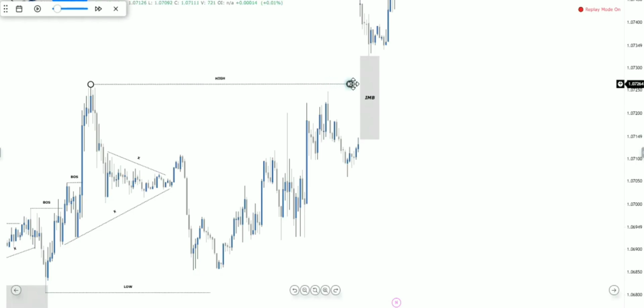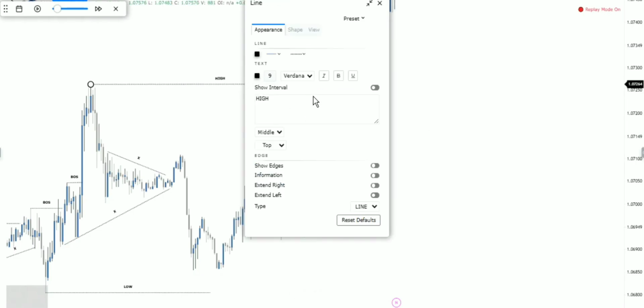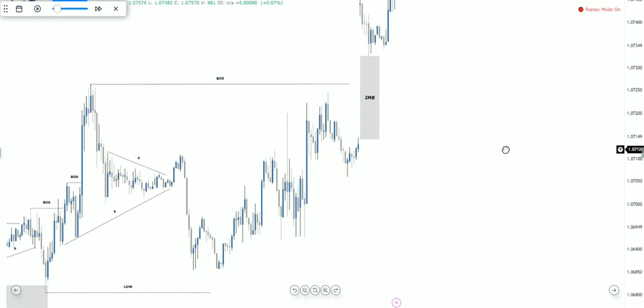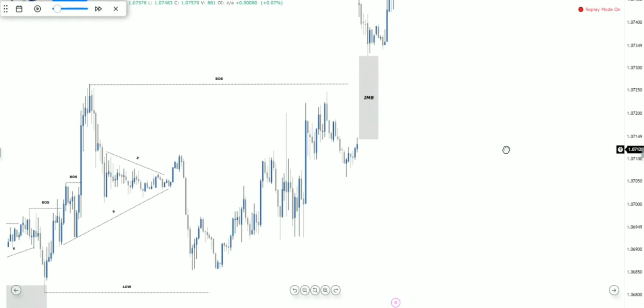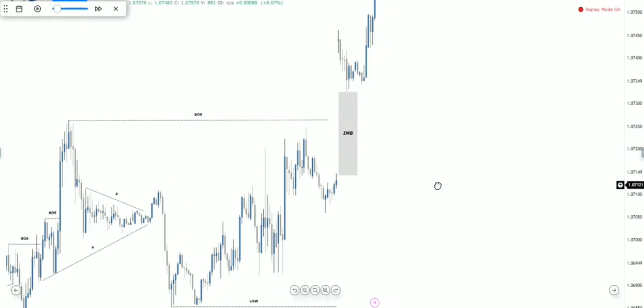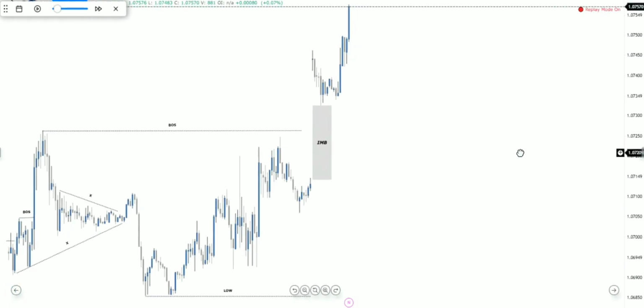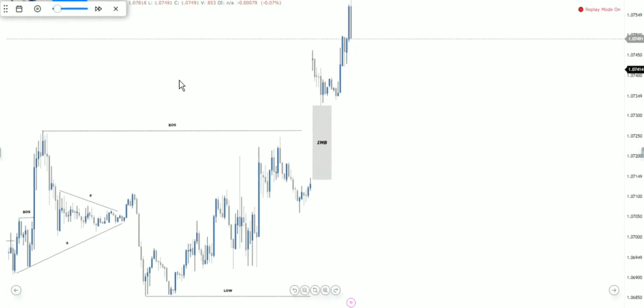This is just about liquidity, so I'm going to consider this a break of structure for now until our imbalance still gets mitigated, and I'm going to shift my low to the new low that price has made, and then I am going to look for a new high that we can mark out.